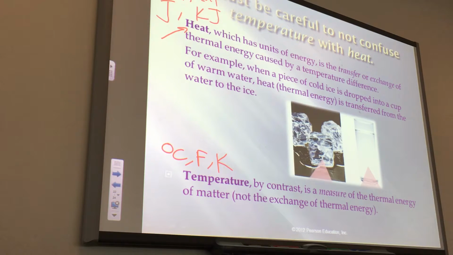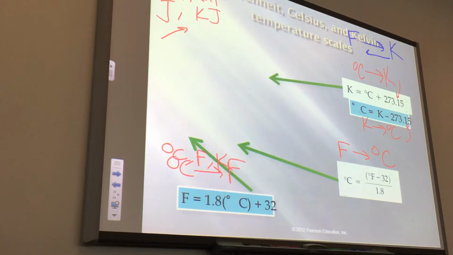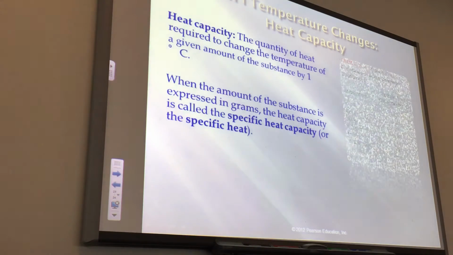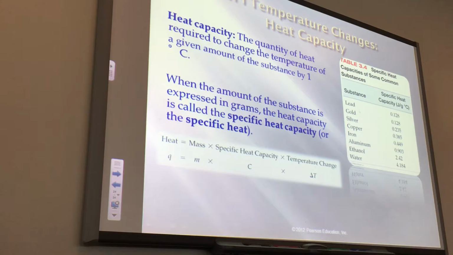We're going to apply these in the next formula, and the way to identify them on paper, because they're all going to be word problems, is by the unit. So you can identify temperature by the unit of Celsius, Fahrenheit, or Kelvin, and you can identify heat by the unit. It's either going to be in calories, kilocalories, joules, or kilojoules. So let's take a look at that formula, and that's going to be the heat capacity.